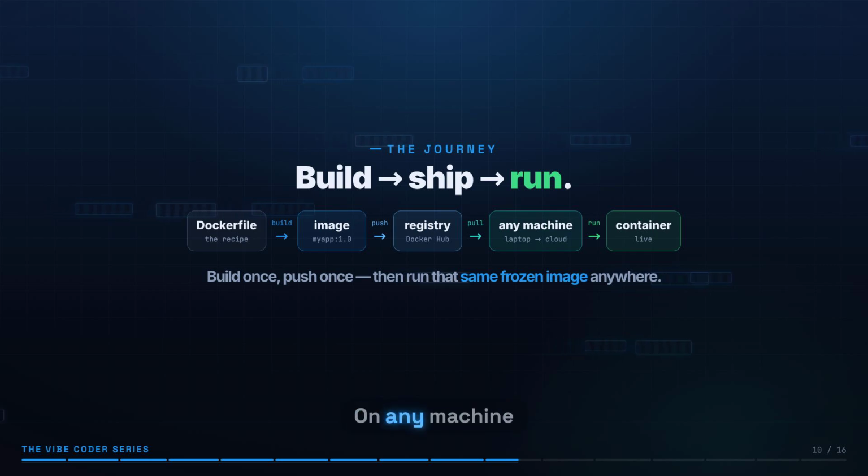Finally, you run. On any machine at all that has Docker installed, you pull the image and start it, and your app springs instantly to life inside the identical environment you originally built, whether that happens to be your laptop or 1,000 servers in a data center. Build it once, push it once, and then run that very same frozen image absolutely anywhere. No painfully reassembling the environment on the far side, ever again.